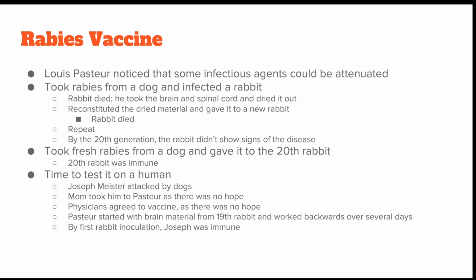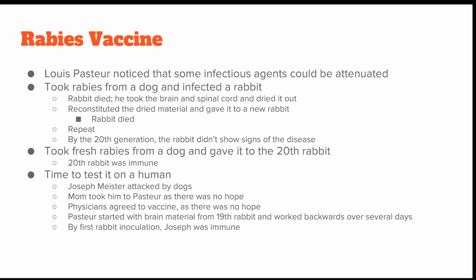So he takes the rabies from a dog and infects a rabbit, and the rabbit dies. Then he takes the brain and spinal cord from that rabbit and dries it out. And then he reconstitutes it with some saline, gives it to a new rabbit, and that rabbit dies. And he repeats this. As he's repeating this, when he dries out the spinal cord, he is selecting for the attenuated virus. The less hardy but more pathogenic, more disease-causing viruses are dying away, and the viruses more hardy to the dryness and less likely to cause disease are the ones being selected.